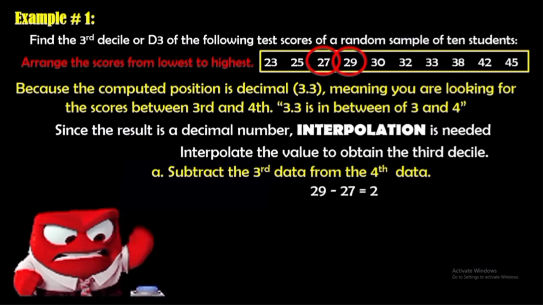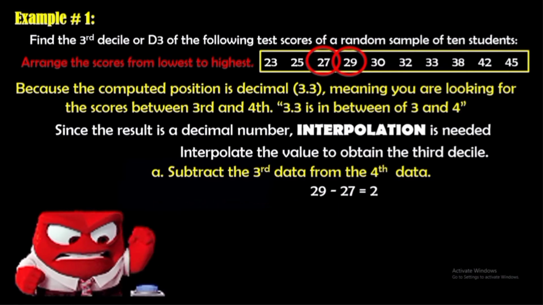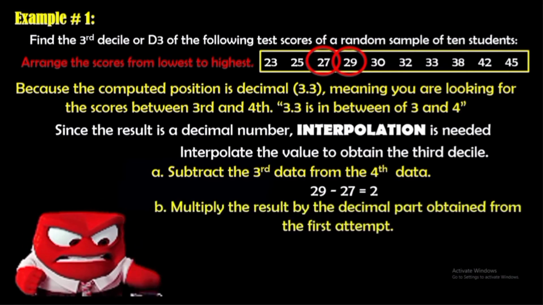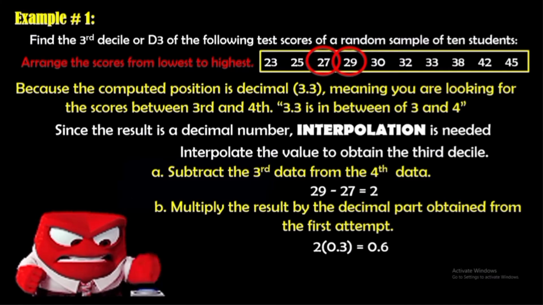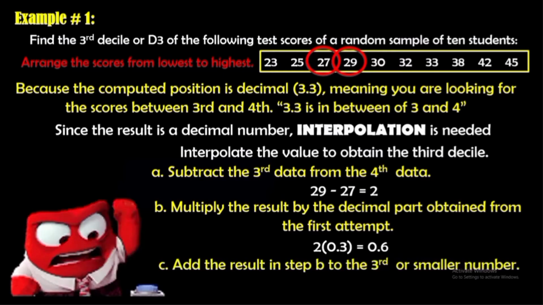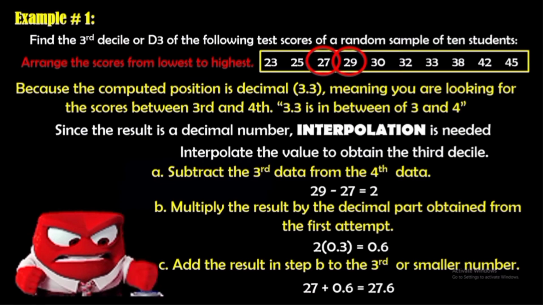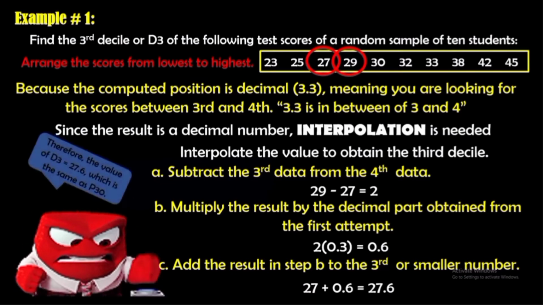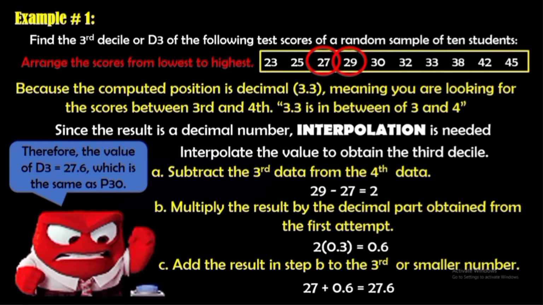29 minus 27 is 2. Multiply the result by the decimal part obtained from the first step. 2 times 0.3 is equal to 0.6. Then, add the result in step B to the third, or smaller, number. 27 plus 0.6 is equal to 27.6. Therefore, the value of the third decile is 27.6, which is the same as the 30th percentile.